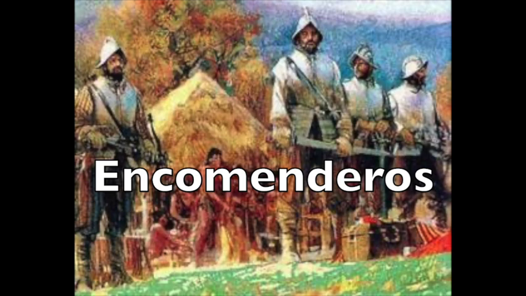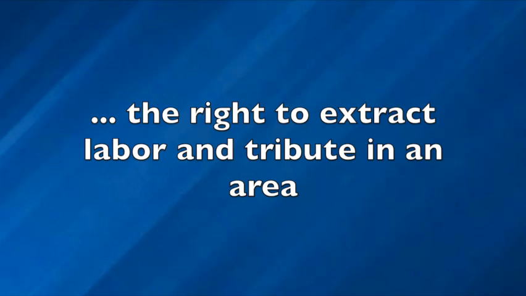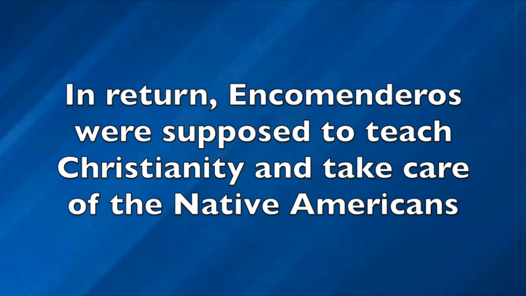Under this system, Spanish authorities granted certain individuals, known as encomenderos, the right to extract labor and tribute from Native American communities within a designated geographical area. The encomenderos were tasked with the responsibility of converting the Native Americans they were given the right to oversee to Christianity and provide them with protection and education in exchange for their labor.